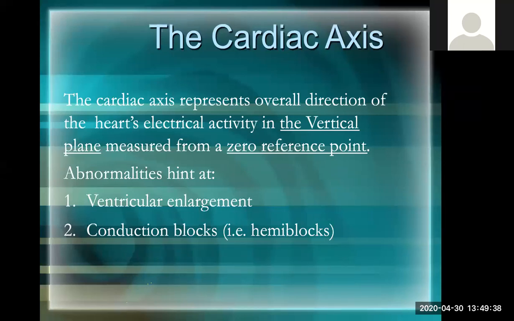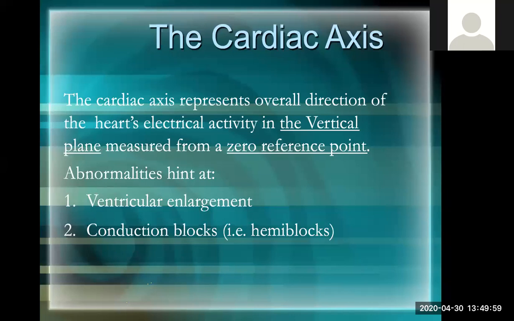And we have to measure the direction of activity. And why do we do that? It can give you an idea of ventricular enlargement. Say, if the right ventricle is quite hypertrophied, the electricity will be shifted to the right, giving you right axis deviation. If the left ventricle is quite hypertrophied, the electricity will be shifted to the left, so you'll have left axis deviation.